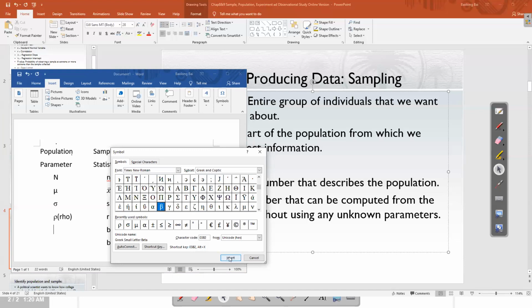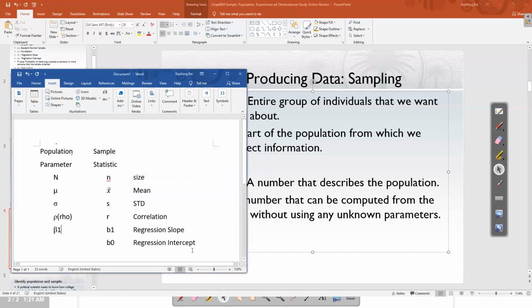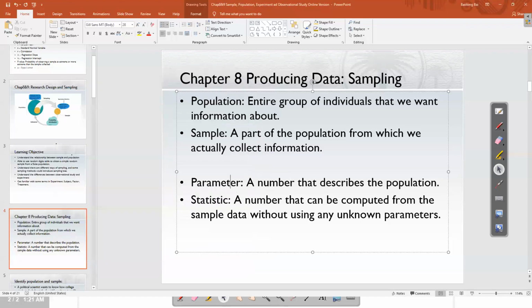So this is beta 1, and then the intercept, we call it beta 0. So then you have a list of population parameters on the left. You have a list of sample statistics on the right. So parameter and statistic. They're both measures, but a parameter measures something about the population, and a statistic measures something about the sample.